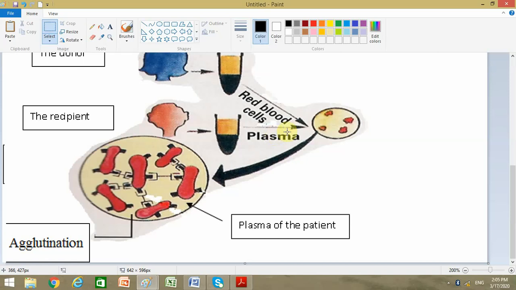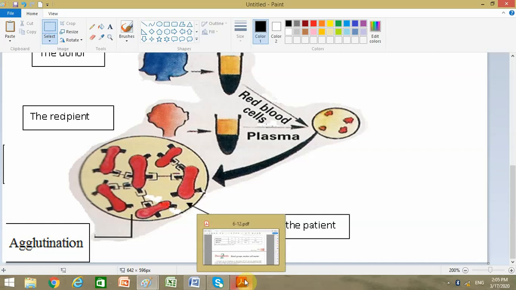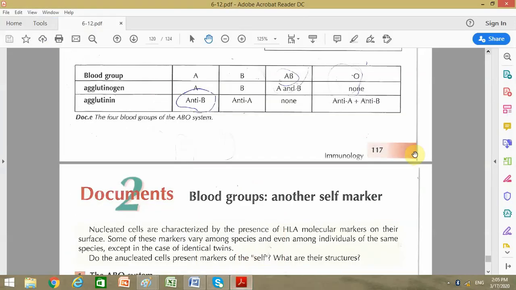This is the recipient, and now if, for example, the donor gives us blood type A, and the recipient has anti-A in his serum, then the anti-A would connect the cells and agglutinate them in this way, and thus we will have a process of agglutination, and the blood transfusion will be rejected and not accepted. And thus we can start to think which blood type can give to which individual and how.